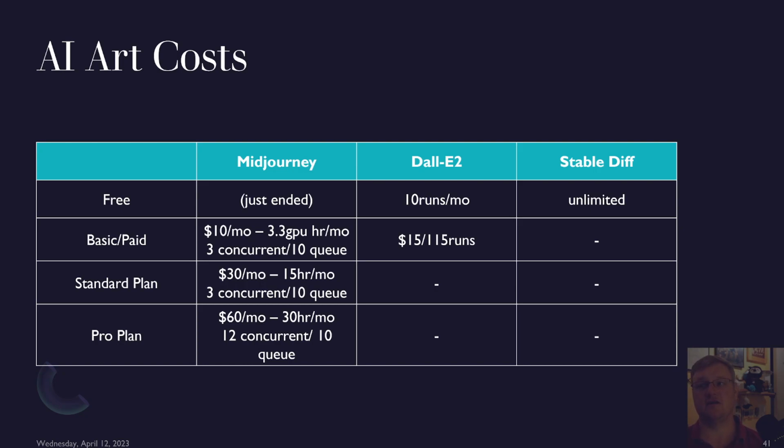With Dolly, you get 10 runs a month, but it didn't ask me to log in, so I'm not sure how it knows who I am. And then if you want to pay for more, it's $15 for another 115 runs. Not monthly, it's just credits.